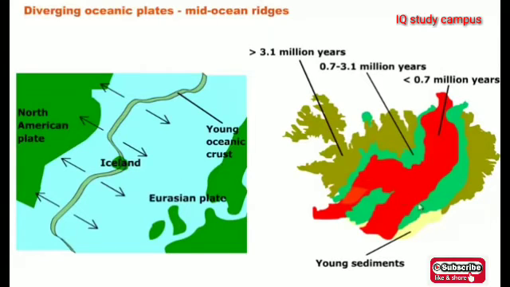The eastern part of Iceland belongs to the Eurasian plate, while the western part belongs to the North American plate. Because the two plates are moving away from each other, the width of Iceland increases about 2 centimeters every year. 1 centimeter moves to the right, and 1 centimeter moves to the left.